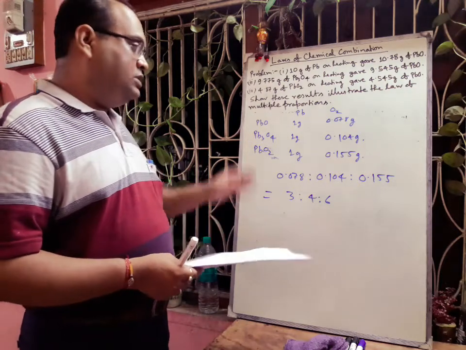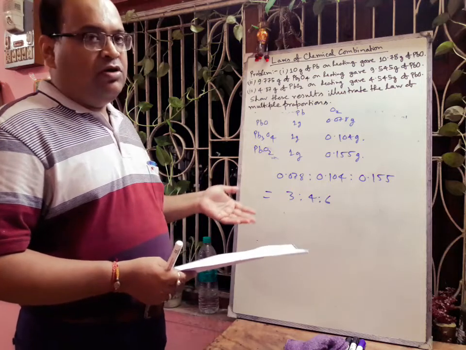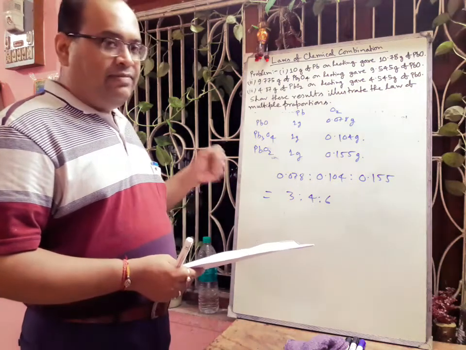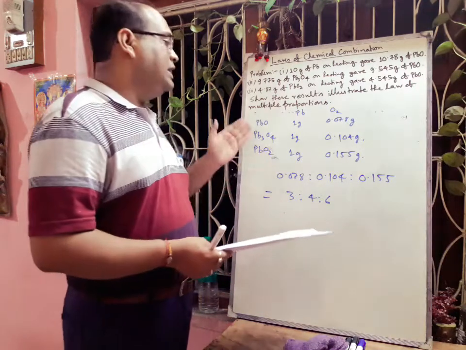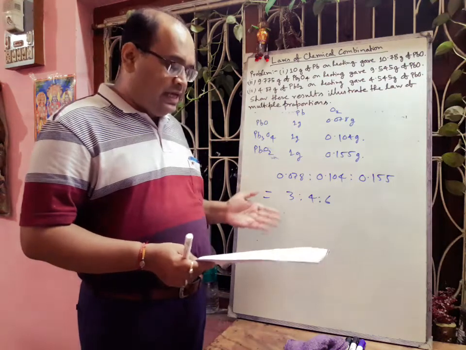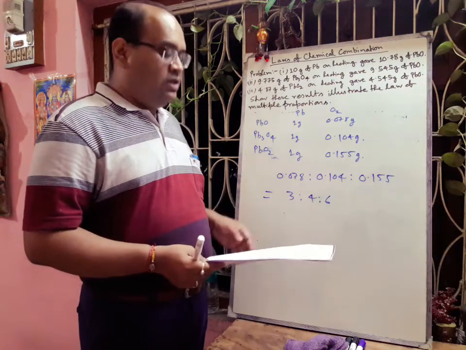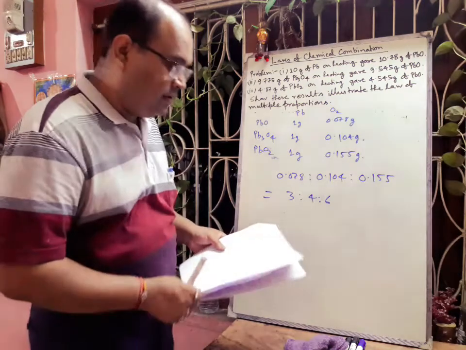In this way we can easily solve any other example also. We have to take one element's mass fixed, and in different compounds calculate the ratio of the other element, and if we get a simple whole number ratio, then we will establish the law of multiple proportion. Hope you can understand.